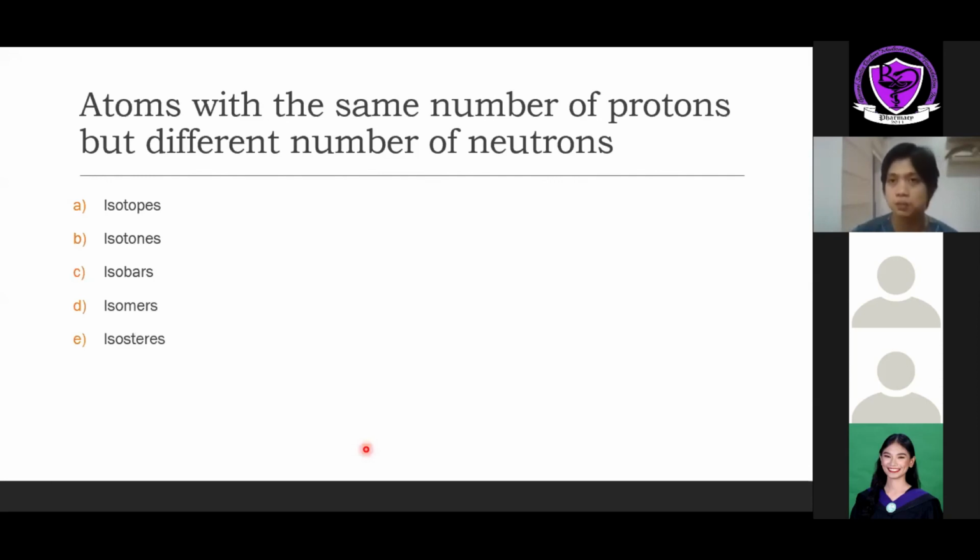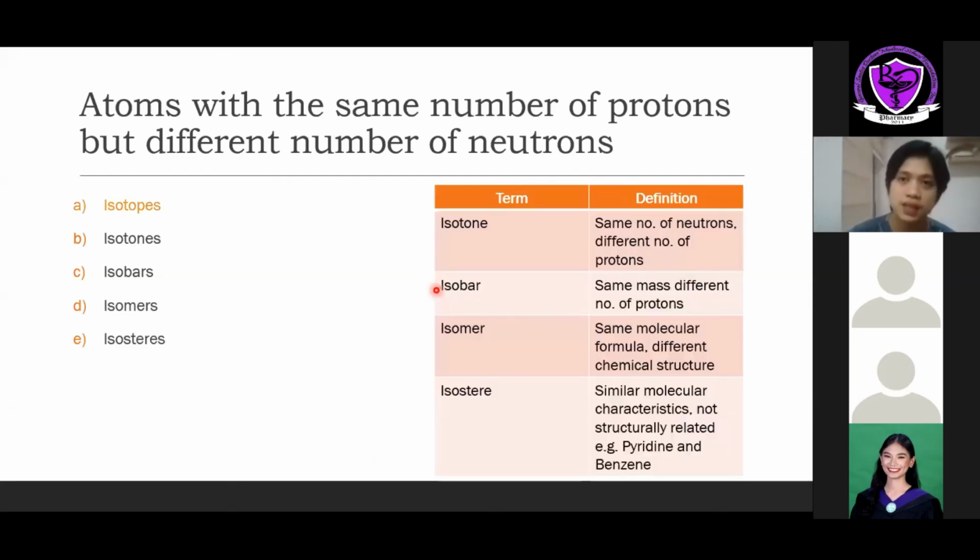Answer na. Okay. Atoms with the same number of protons, but different number of neutrons. So same element, but different atomic mass. They are isotopes. Okay? Isotopes. Yan, answer. Yes, correct.